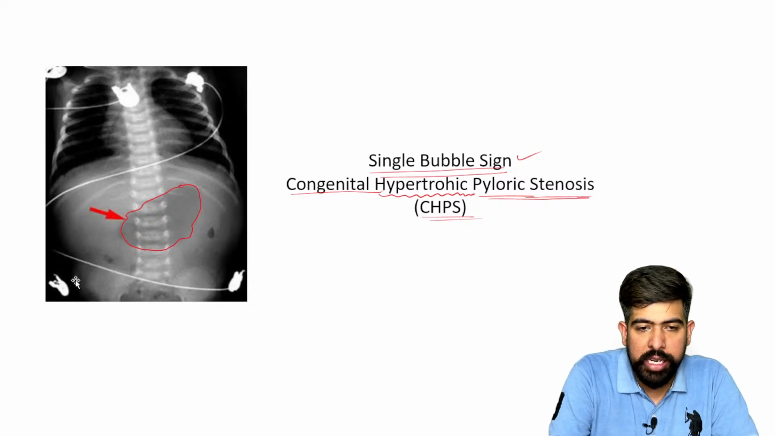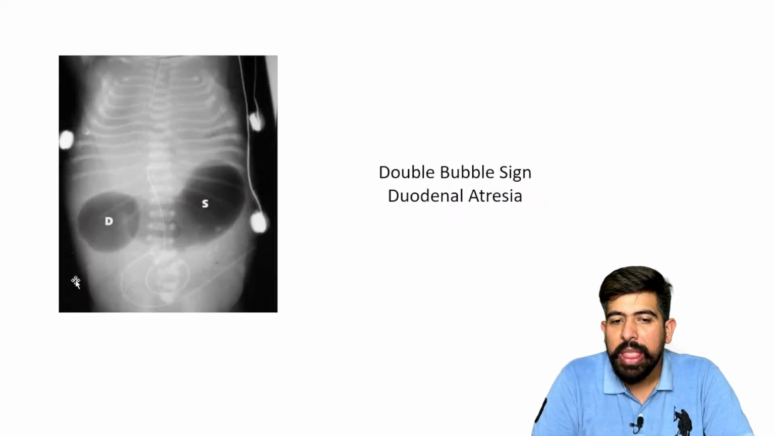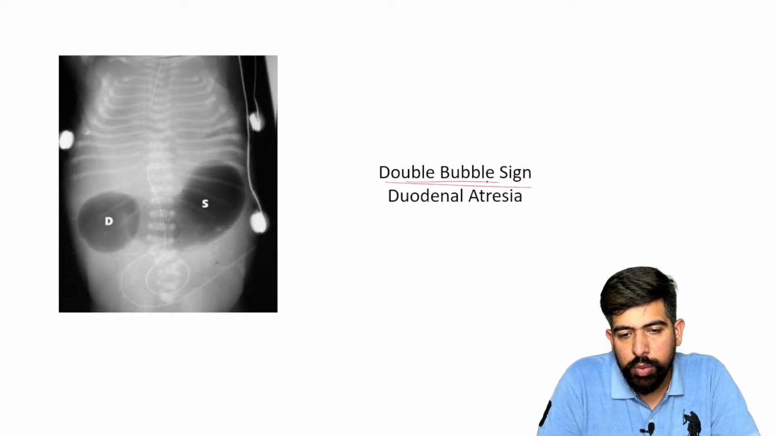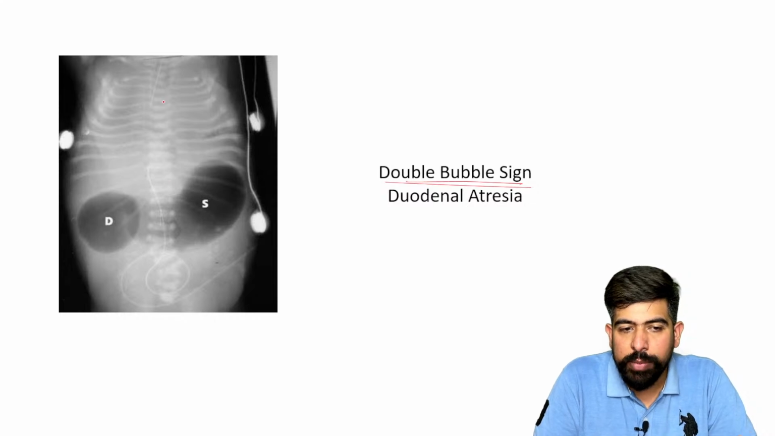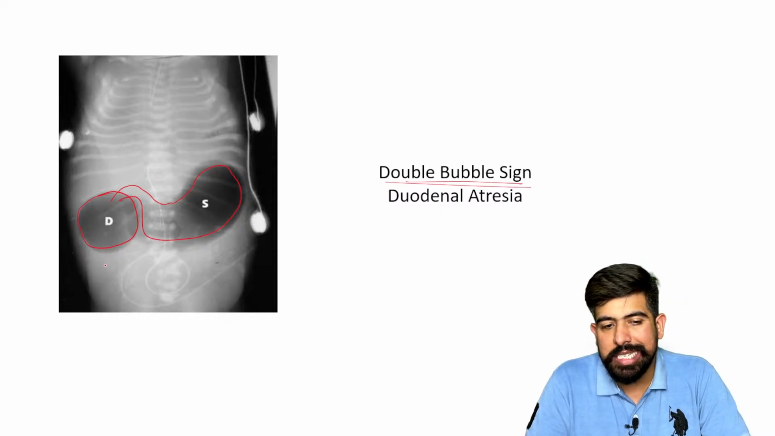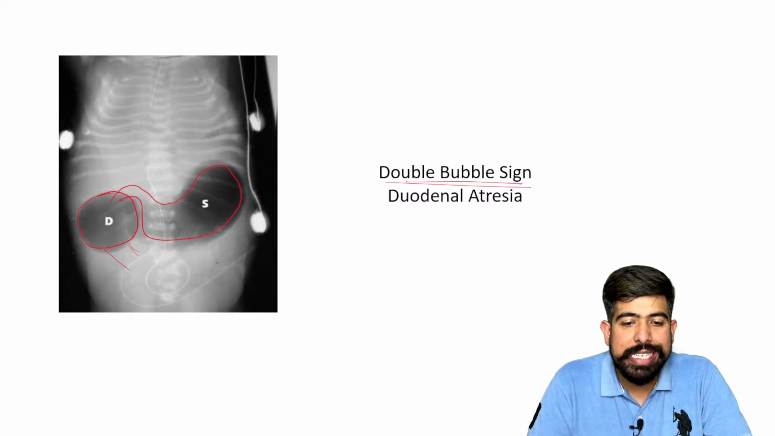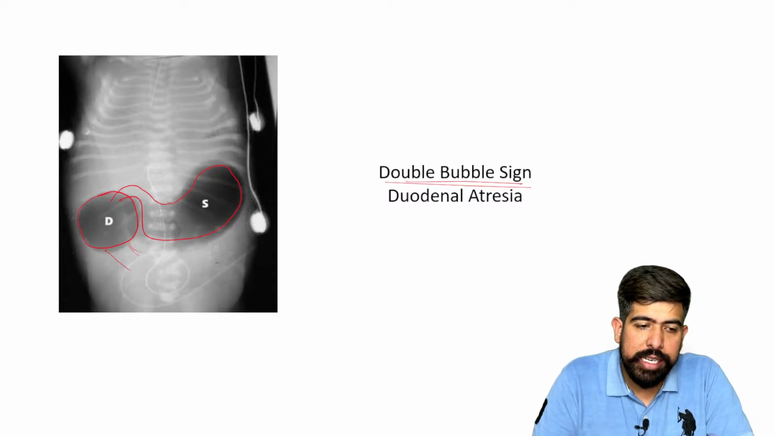Now, if I'm talking about the second one, you can see over here, why the double bubble sign? What is a double bubble sign? You can see from the esophagus, the air is coming here, and it is giving you the first bubble of your stomach, right? And it is passing through into the duodenum. But now, please understand it. In the duodenum, the descending part, or the second part of the duodenum, is getting obstructed.